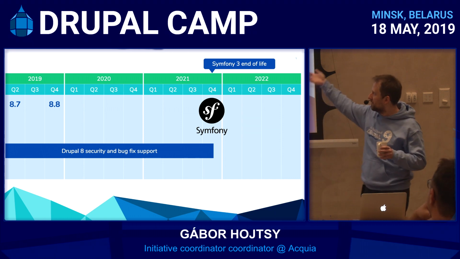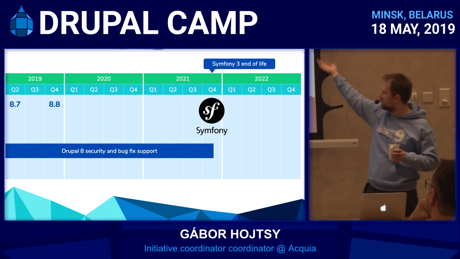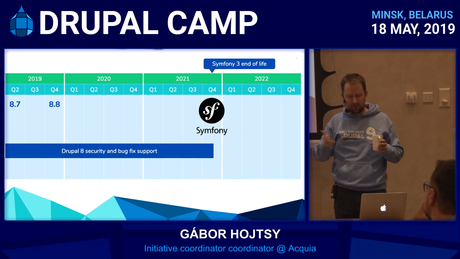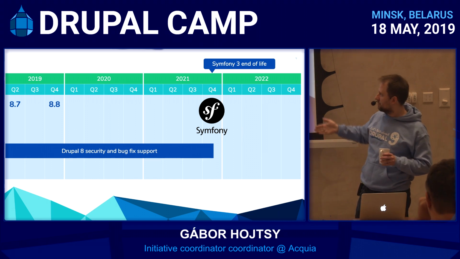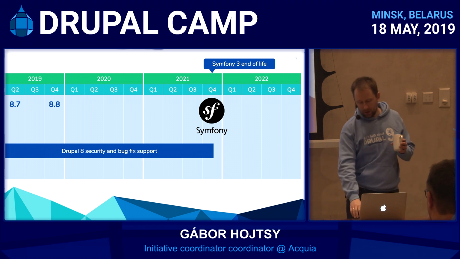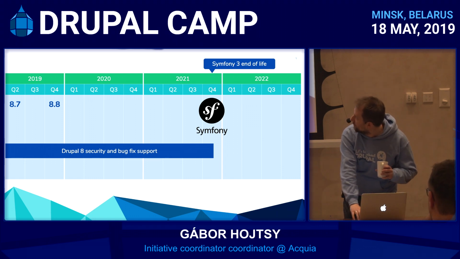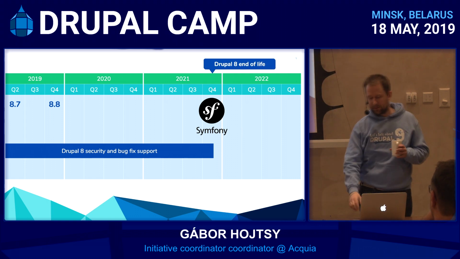It's painful. That's why we work with other communities, because we can contribute back our fixes and they help us do our stuff, and we don't want to maintain the version for them. It's not fun. So we're going to end Drupal 8 security and bug fix support in November 2021. What does that mean? Drupal 8 end of life will be on the same date.